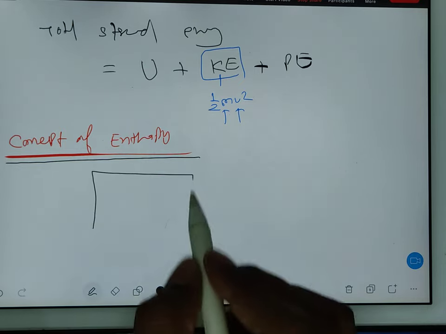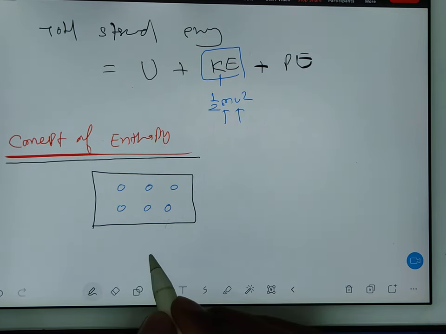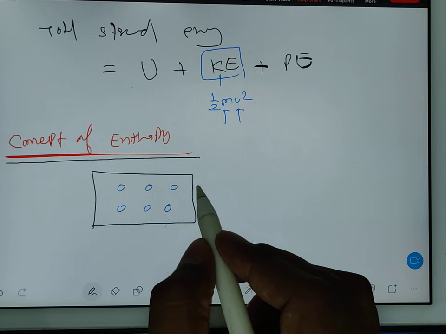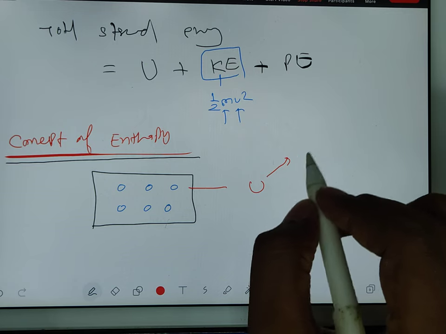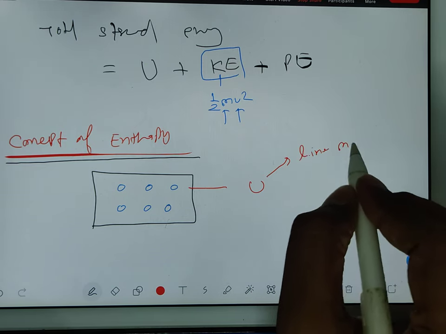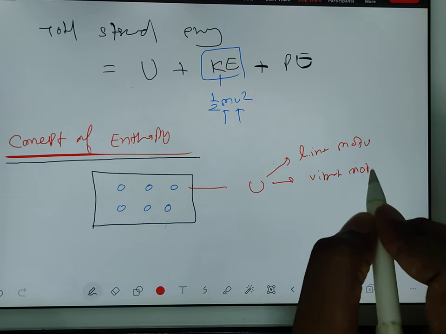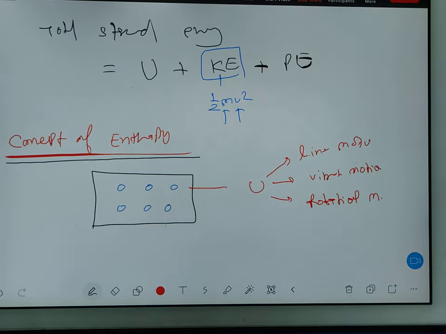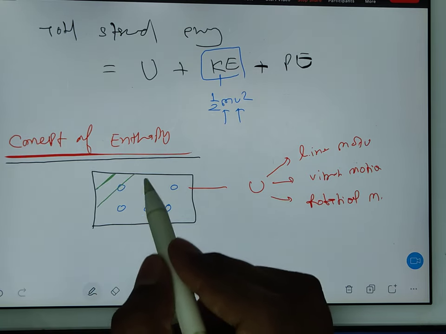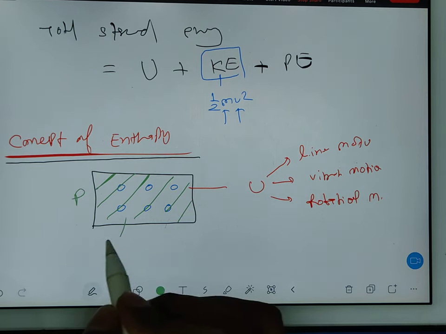Suppose you have a chamber. In this chamber, I have certain molecules. So these molecules will have their internal energy, correct? And this internal energy is giving you linear motion, vibrational motion, and rotational motion. Other than that, in this chamber, you have some pressure and you have volume.